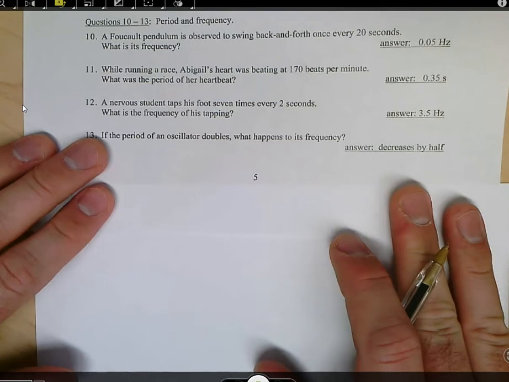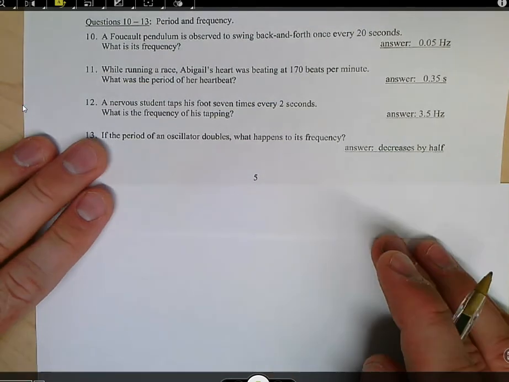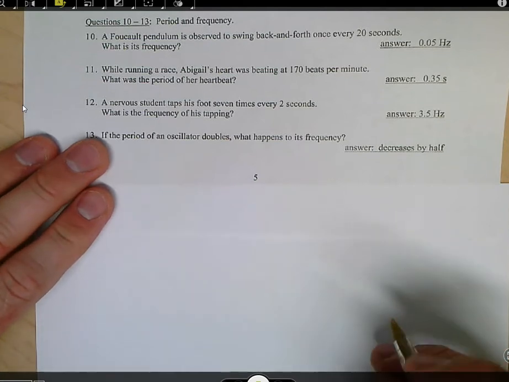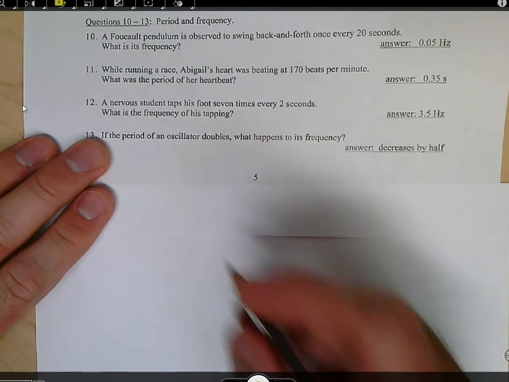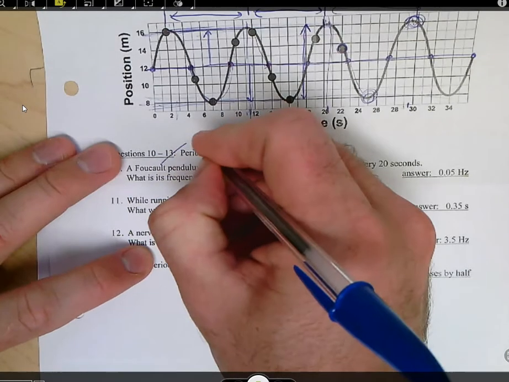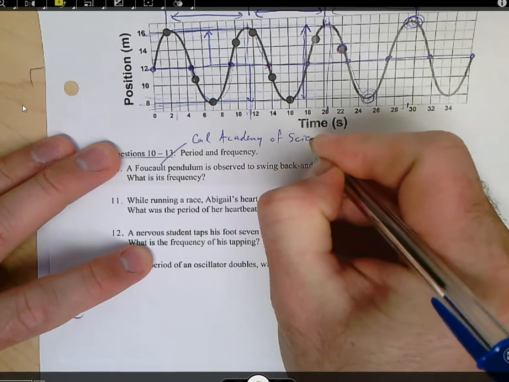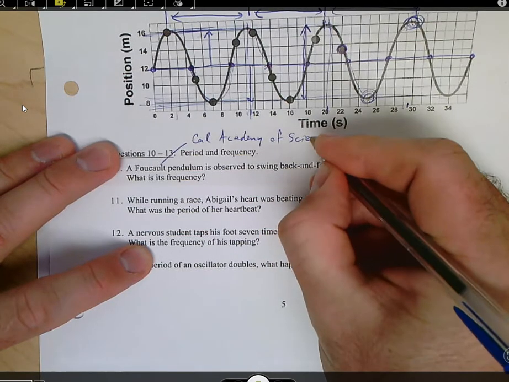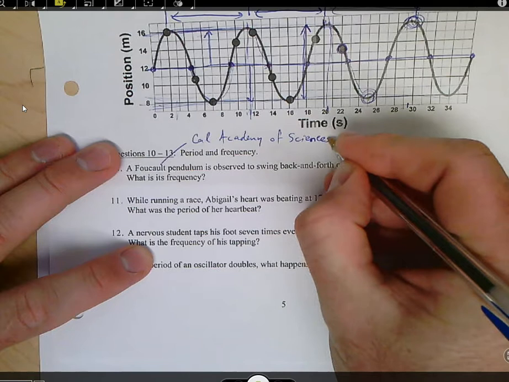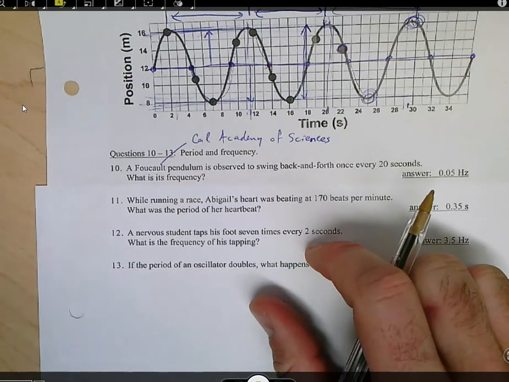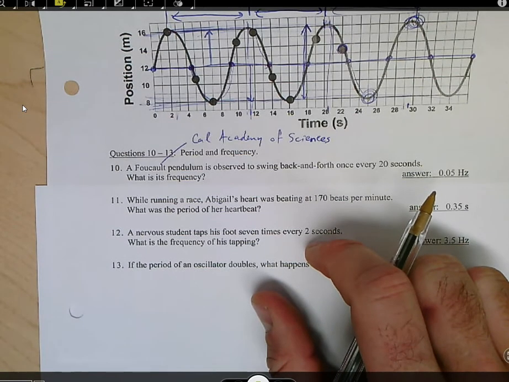A Foucault pendulum is observed to swing back and forth once every 20 seconds. By the way, for those of you who don't know what a Foucault pendulum is, I encourage you to look it up briefly, or go visit the California Academy of Sciences. They have a really beautiful display of this, and I will offer extra credit for those of you who go and see this pendulum and write something about it. In fact, I will open up a little section on Blackboard for you to write a short essay, or maybe just a couple of paragraphs about your experience, to get some extra credit.